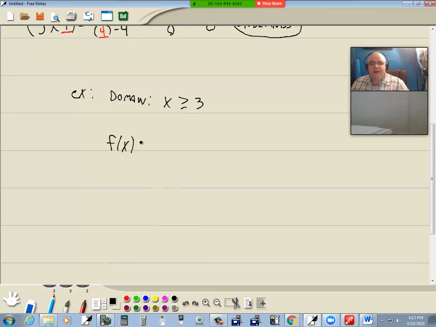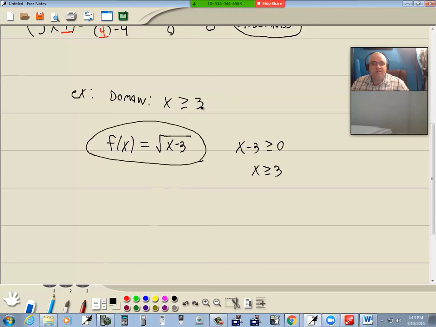Well, if I think about my square roots we just looked at, if I had the square root of x minus 3, remember to find the domain, you set what's underneath the radical greater than or equal to 0, and then you solve it. So I get x is greater than or equal to 3. So this would be an example of a function where this is true. So that's what you have to kind of think of it going backwards. You have to think about how you found the domain and range, and then use that to build this function.